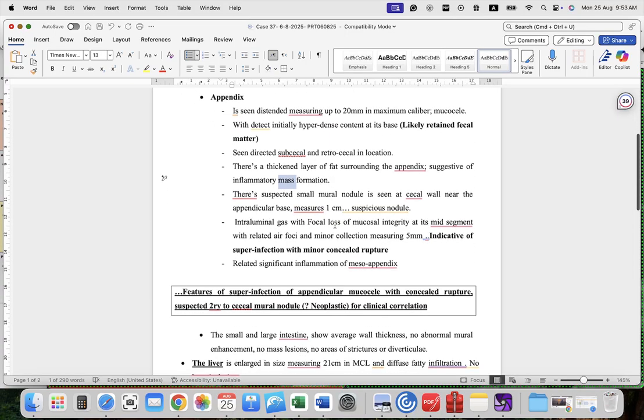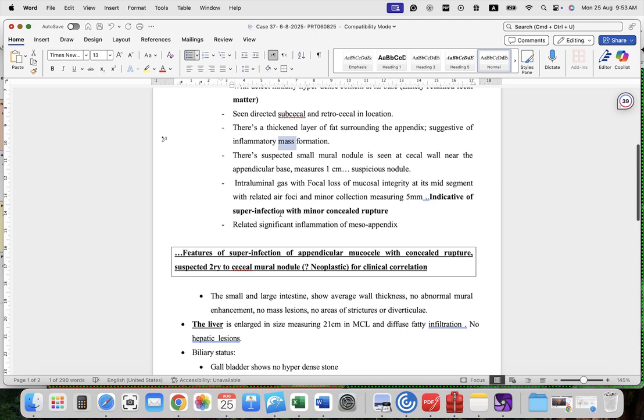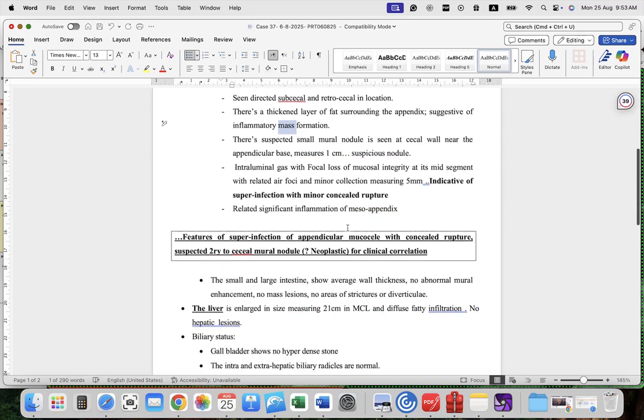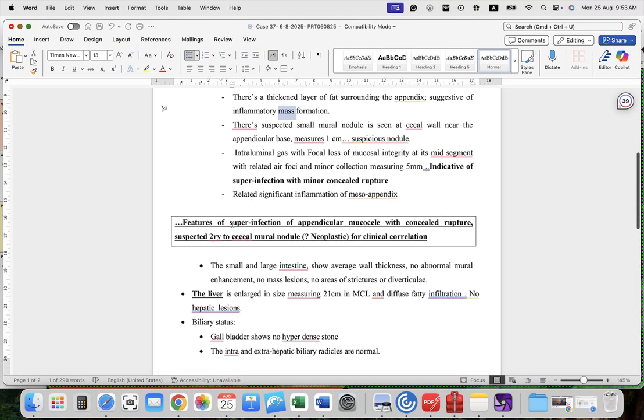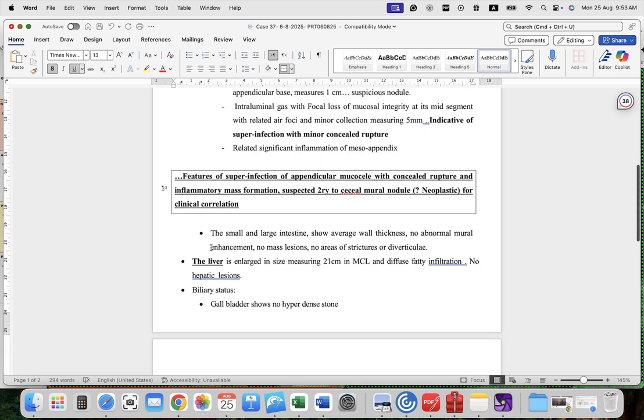An intramural gas with focal loss of mucosal integrity at its mid segment with related air foci and minor collection measuring 5 mm, indicating a superinfection with mild concealed rupture. It is concealed because the air is around the appendix, not free in the abdomen. So there is a superinfection of the diverticular mucosa with concealed rupture and inflammatory mass formation, suspected secondary to a cecal mural nodule, query for clinical correlation.